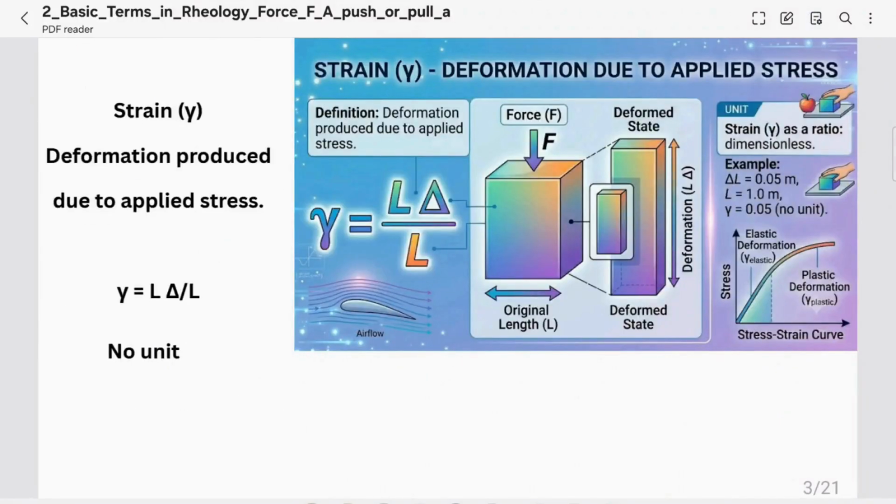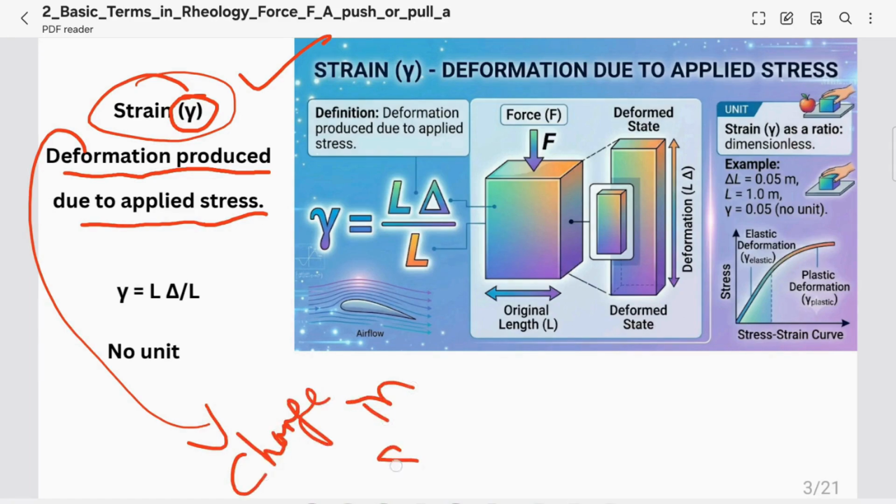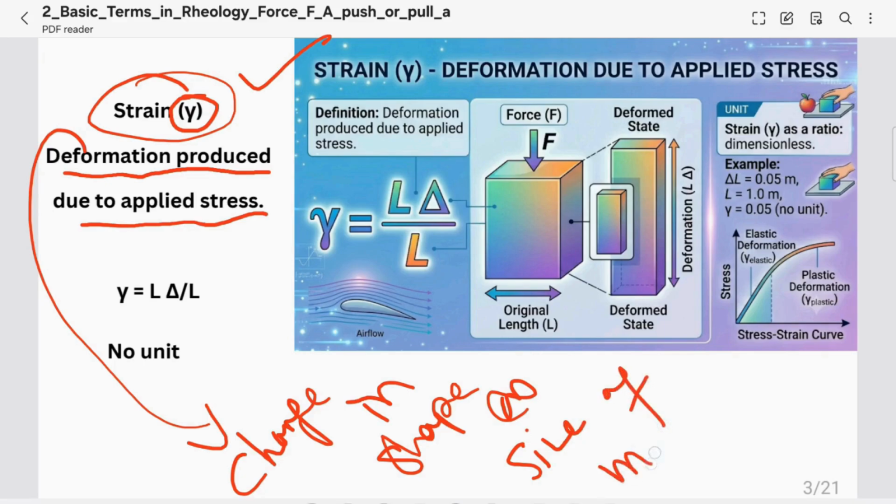An important terminology is strain. It is denoted by gamma. Strain means the deformation produced due to applied stress. So what is deformation? Deformation means change in shape or size of the material.